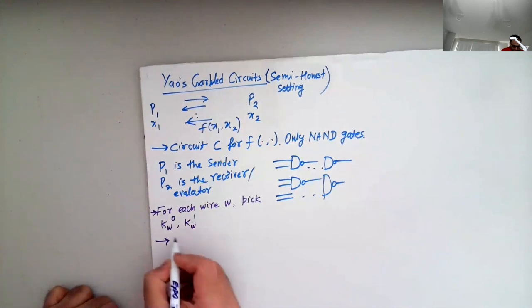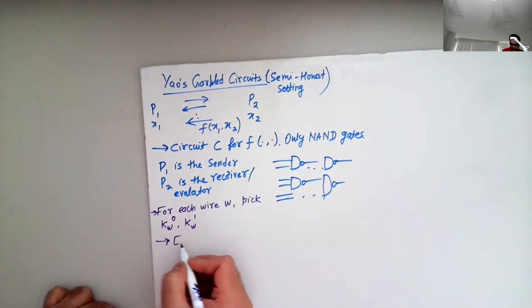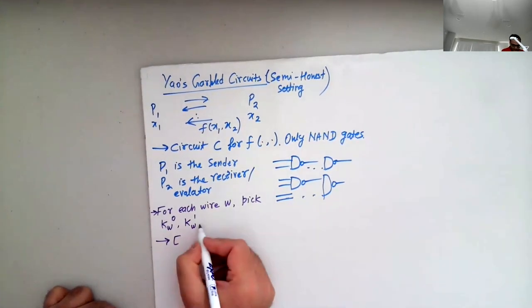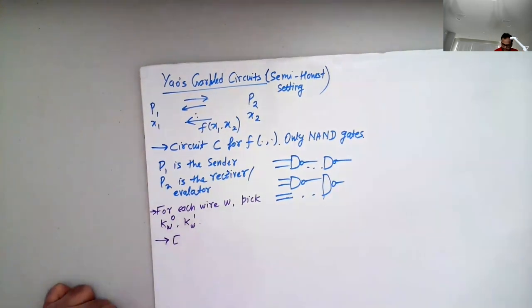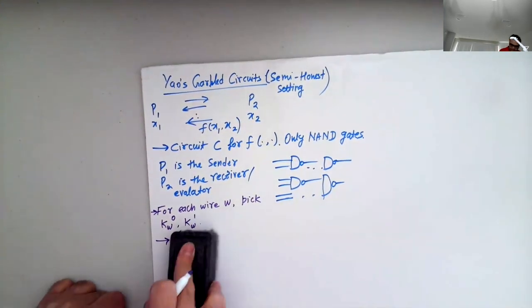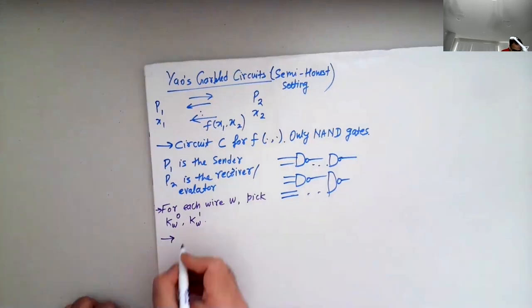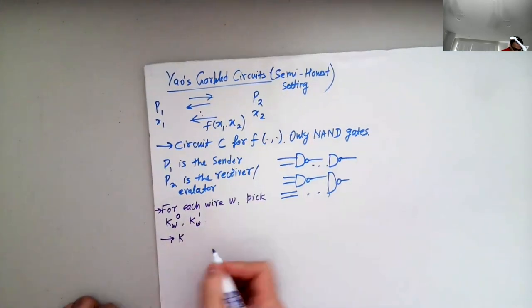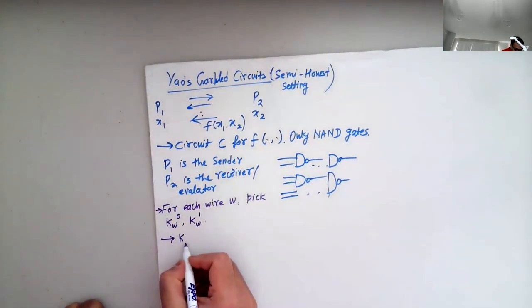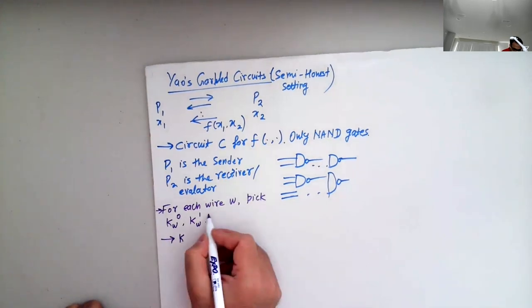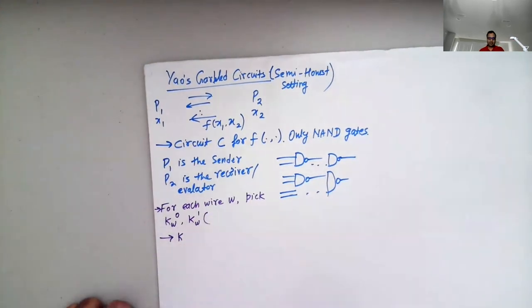And then next, so what do these keys represent?